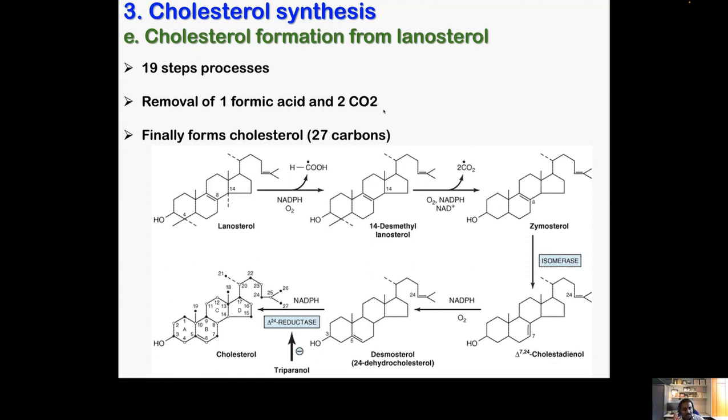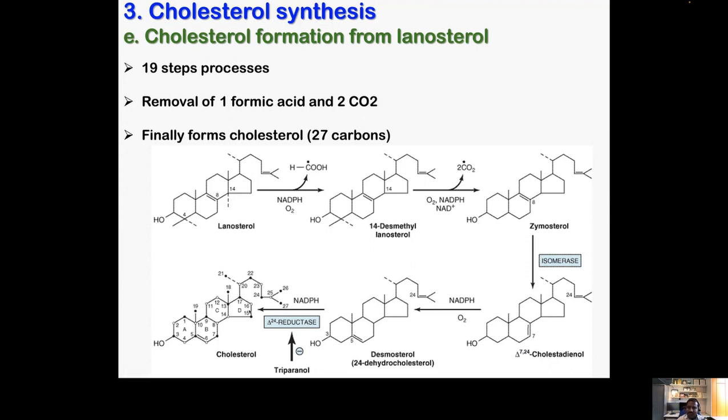Squalene, as we know, contains 30 carbons. Lanosterol will have the same 30 carbons. Now by removing three carbons, we are producing 27 carbon containing cholesterol in the end. OK, so that's what is happening here. There are 19 steps this lanosterol has to go through. But the main point here is it's removing one formic acid, two carbon dioxide molecules, and then finally cholesterol will be produced, which will contain 27 carbons.